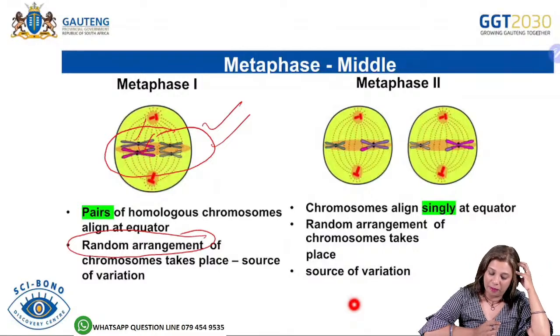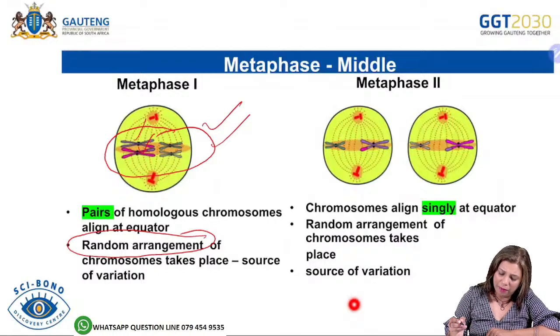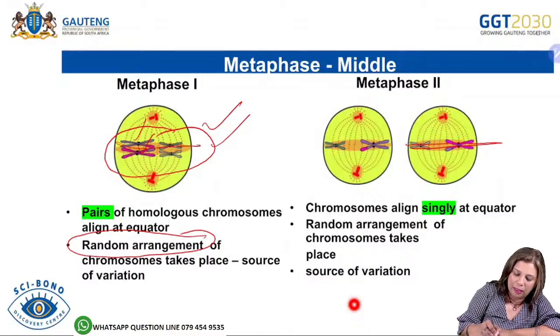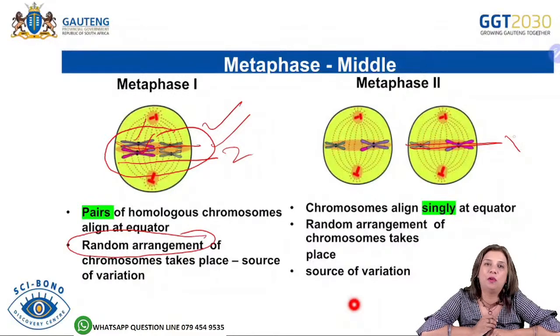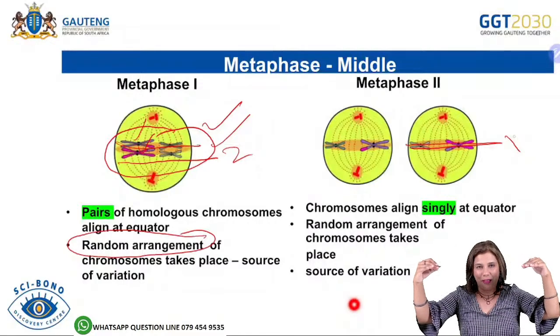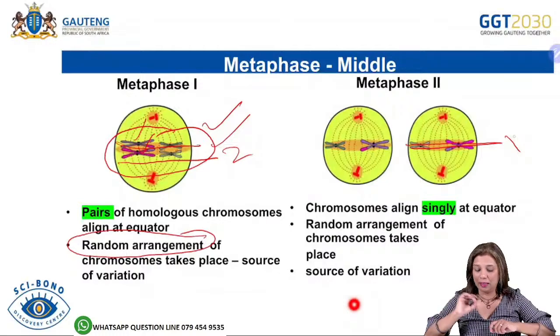Then we got metaphase 2. Very significant difference. Here we also have random arrangement of chromosomes, but they are in a single. Here they are in a double. Okay? Here they are in a single arrangement at the equator. The equator is located at the middle of the cell, and it's also a source of variation. So if you get two diagrams and then already you see M for middle, because the chromosomes are arranged in the middle, you must remember, oh, metaphase 1 is where they are arranged in pairs, and metaphase 2 is where they are arranged singly at the equator.